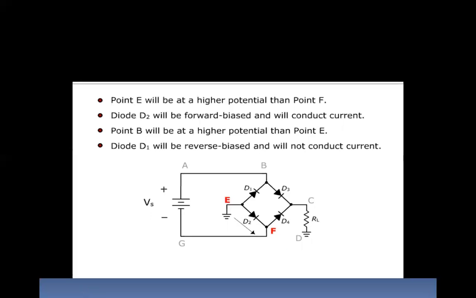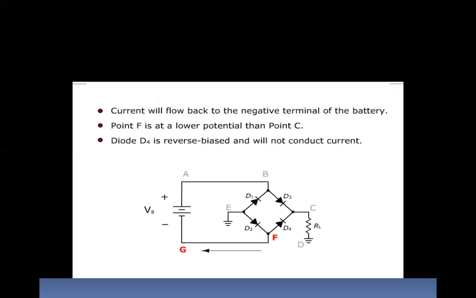Diode D2 will be forward biased because this point E is positive and this positive polarity is connected to the P type of the diode D2. So again diode D2 has become conducting, or can be called forward biased. So diode D2 will be forward biased and will conduct current. Point B will be at higher potential than the point E. Diode D1 will be reverse biased and will not conduct current. So what are the two diodes for the first positive half cycle which are conducting? Diode D3 and diode D2. Now, current will flow back to the negative terminal of the battery.